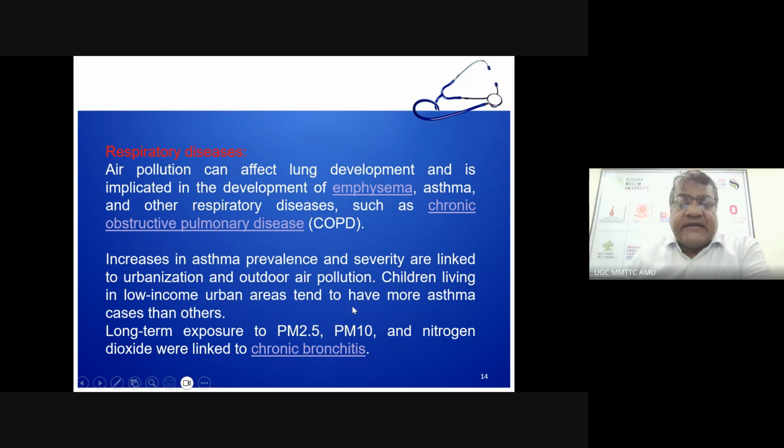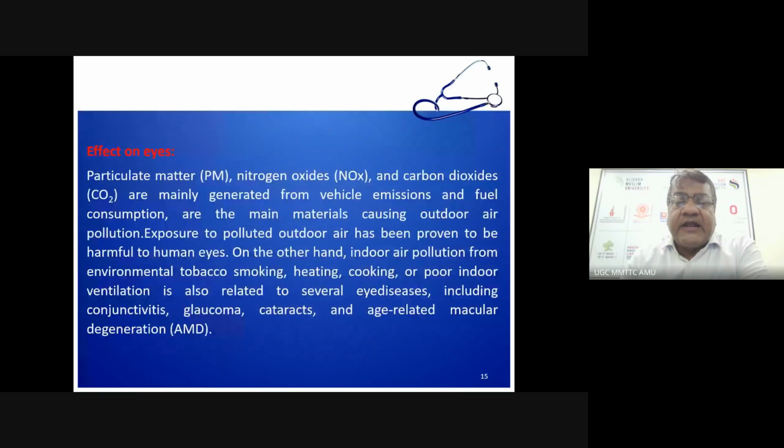Now, long exposure to the PM 2.5, PM 10, and nitrogen dioxide were linked to the chronic bronchitis. Chronic bronchitis. The patient always complaining about the shortness of breath, cough, dizziness, and the wheezing. This is the chronic bronchitis. Productive cough. Chronic bronchitis patient also has the productive cough.